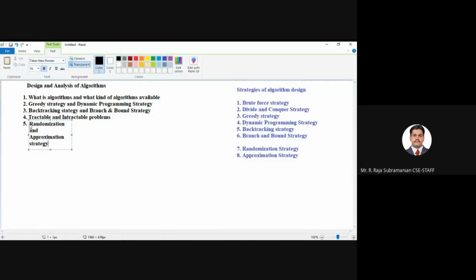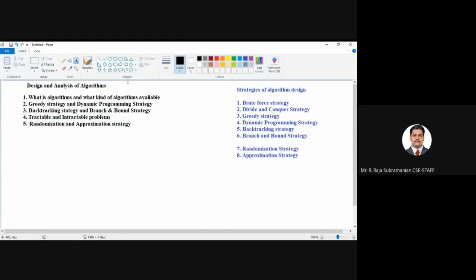So these 5 things only we are going to study in the entire syllabus of DAA. The introductory part in unit 1, greedy and dynamic programming strategy in the second unit, backtracking and branch and bound in the third, tractable and intractable problems in the fourth, and fifth comes the ultimate randomization and approximation strategy.